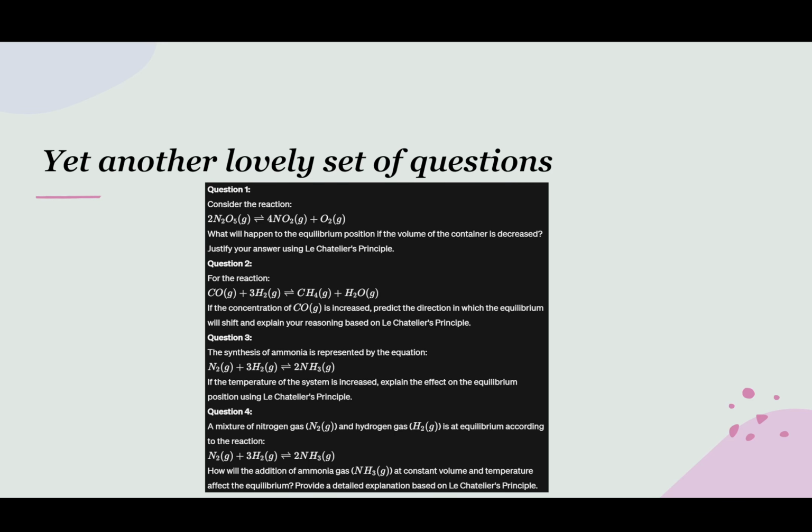Lovely sets of questions here, right? So the classic nitrous oxide questions. These questions are very common. So consider 2N2O5 gas in equilibrium to form 4NO2 gas plus oxygen gas. What will happen to the equilibrium position if the volume of the container is decreased? And justify your answer using Le Chatelier's principle.